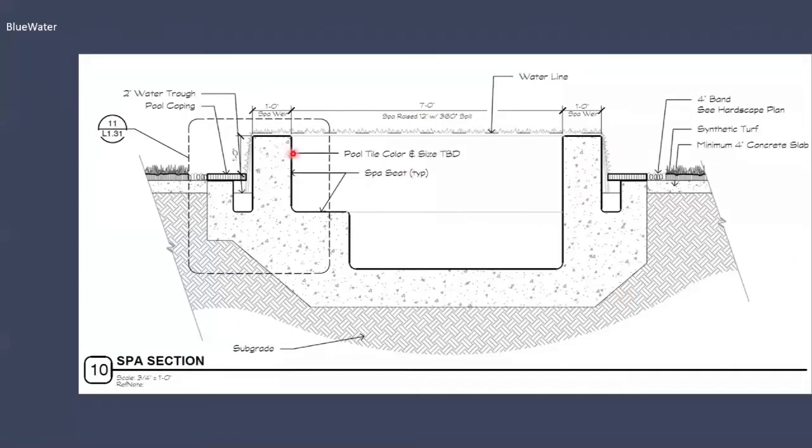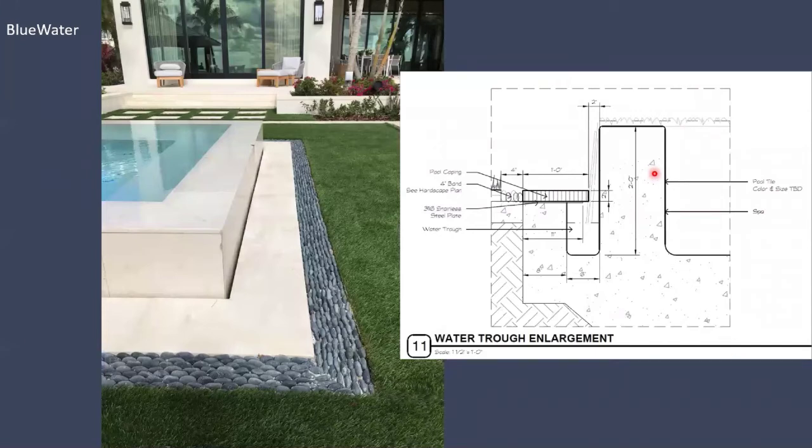There's a detail of the perimeter overflow on the spa. There's a very narrow slot drain, synthetic grass on the sides, and then a decorative band on the side. There's an enlargement of that feature. There's the spa, the narrow trough, beach pebbles, and then the synthetic turf.